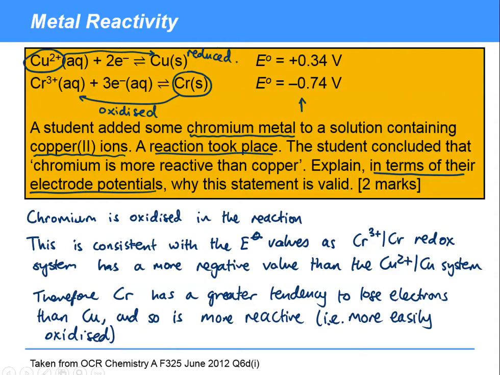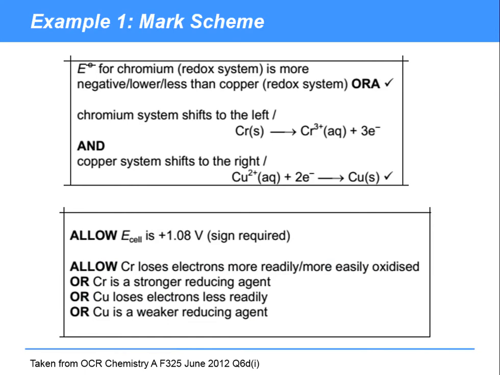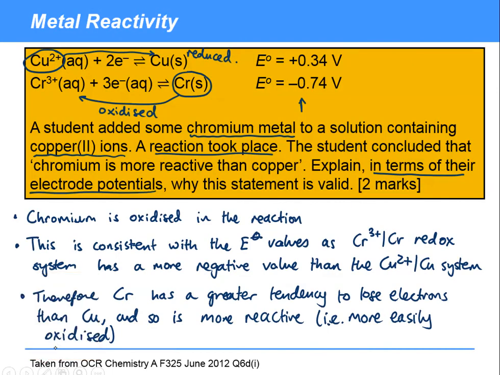Okay, let's have a look at the official mark scheme and see how this answer will have done. So the official mark scheme, it gives 1 mark for saying the chromium redox system is more negative than the copper redox system, or related answers. So we could have said that the copper system was more positive. So it looks as if we've said exactly that here, so that would give us the first mark.